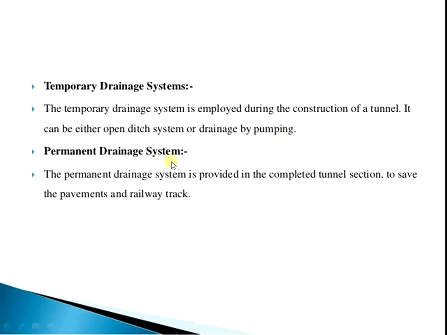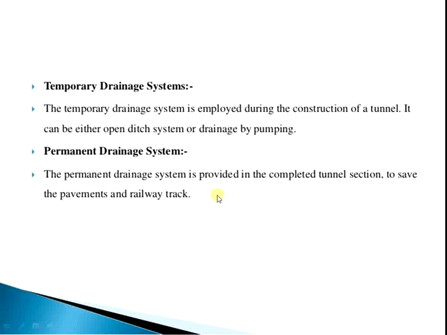Next, permanent drainage system. The permanent drainage system is provided in the completed tunnel section to save the pavements and railway track. We have to provide it after the tunnel sections are completed, to save the pavements and railway tracks.